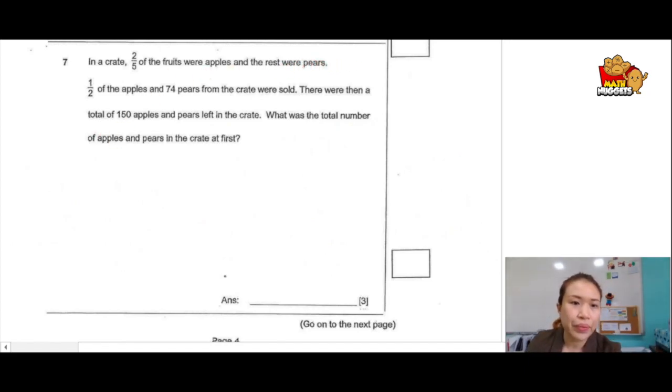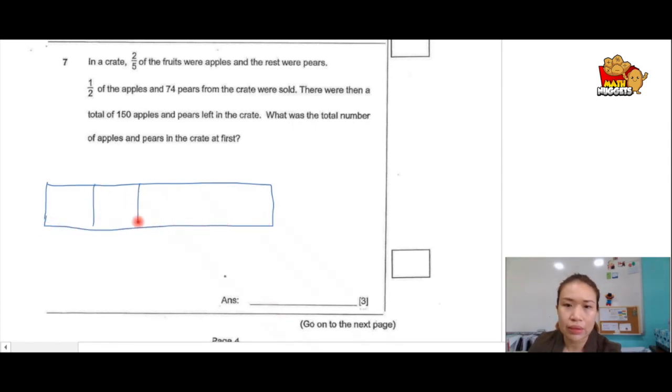Question 7. I'm going to draw a model for this. In the crate, they tell us that 2/5 of the fruits were apples. So I'm going to cut the fruits into 5 parts, out of which 2 units are apples, and the rest are pears.